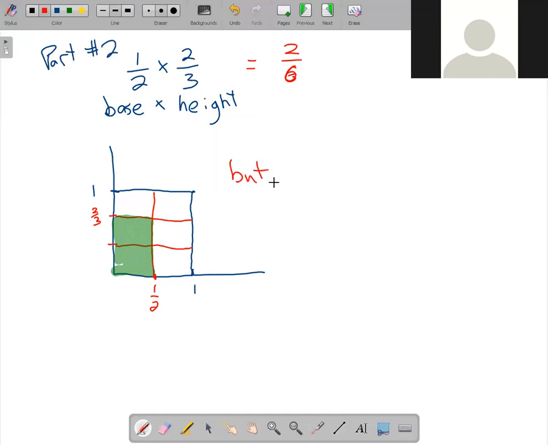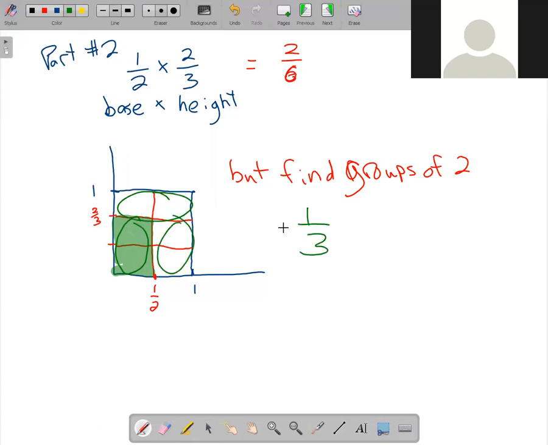But what could I do with this one? You can turn it into 1/3. Yeah, and to do that, what I do in my picture is I can find groups of 2. So for example, switch colors. There's one group of 2 there, another group of 2 there, and another group of 2 there. So when I do that, I get 1/3 as another answer.